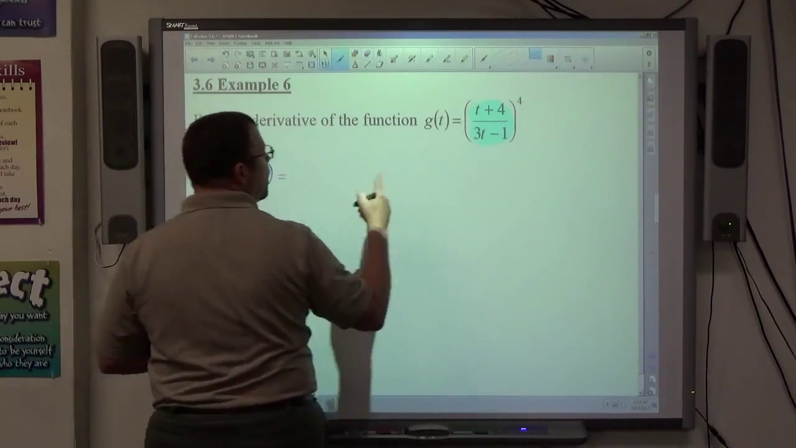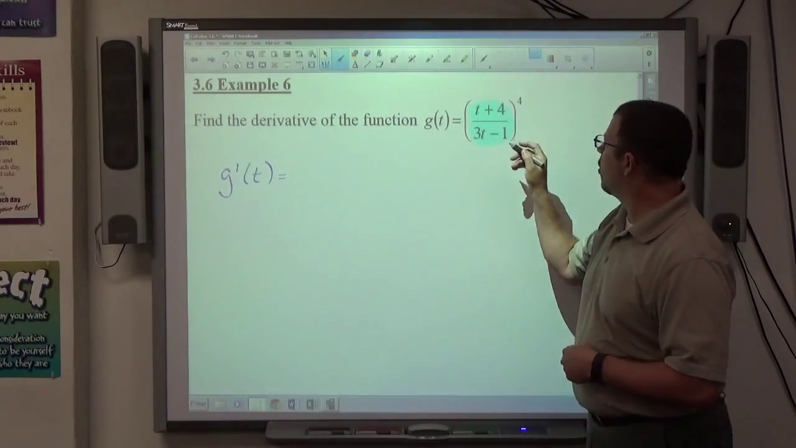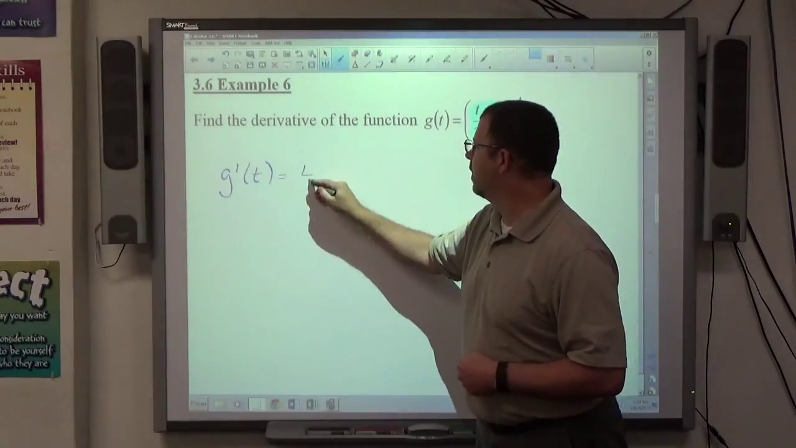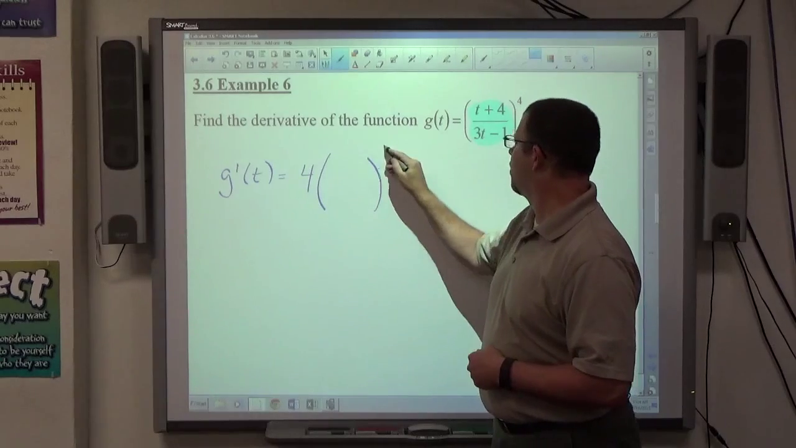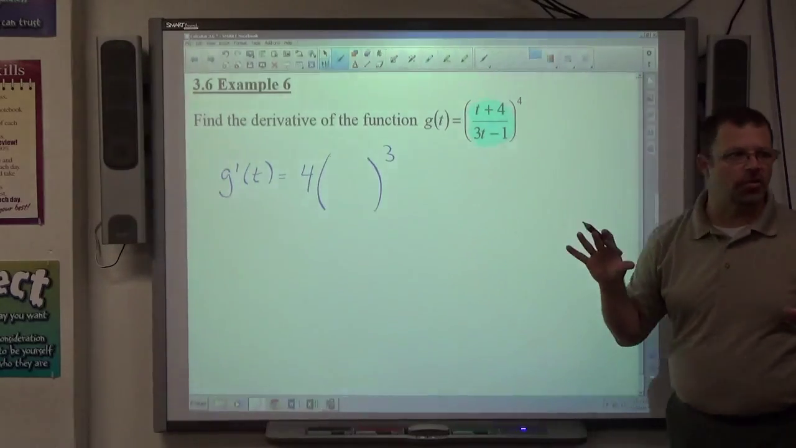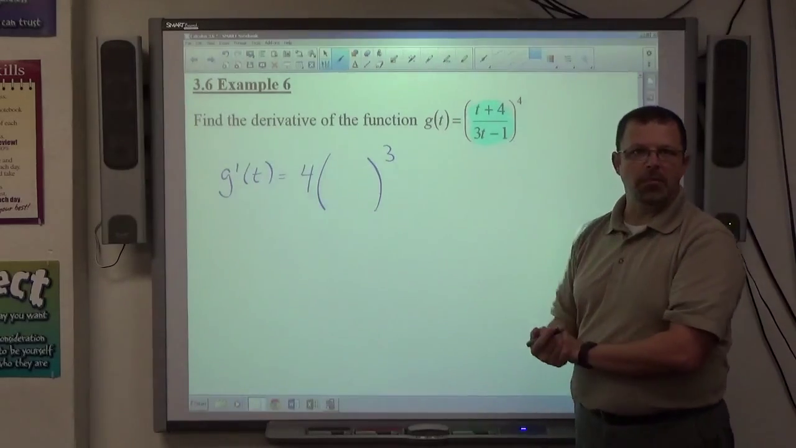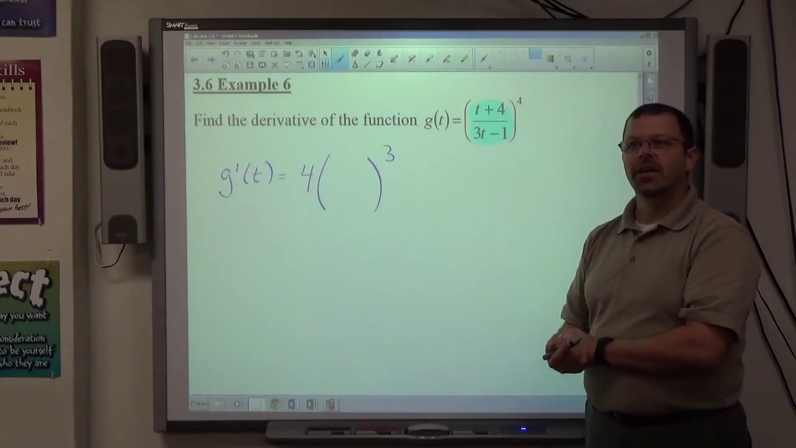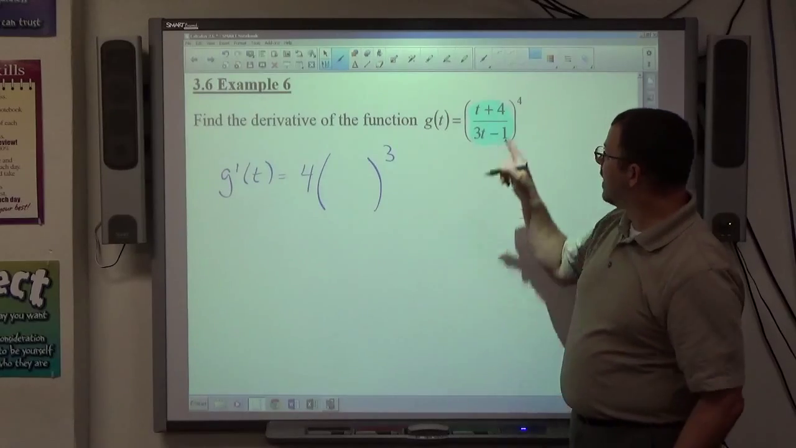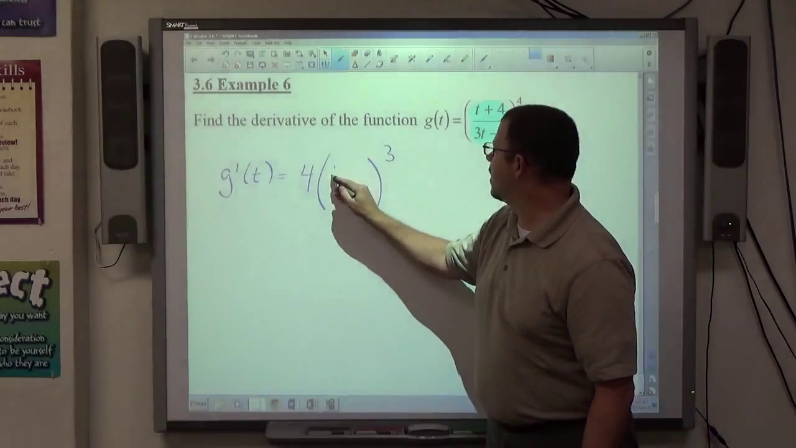equals. All right? So if I just apply the power rule to this whole thing, the power is 4, we take the base to the third. So that's the structure of the power rule. That's how the power rule works. The difference between this problem and the problems in section 3.4 is just t to the fourth. Now we have stuff to the fourth, so now the stuff goes in here.